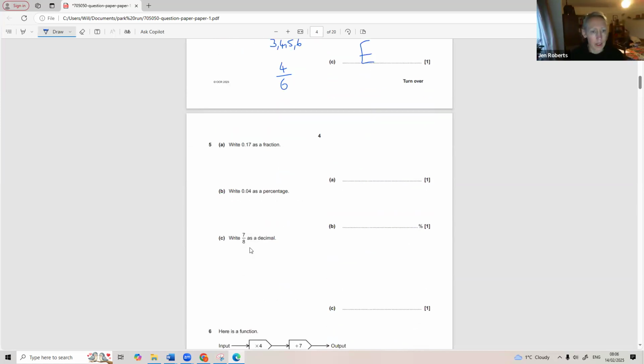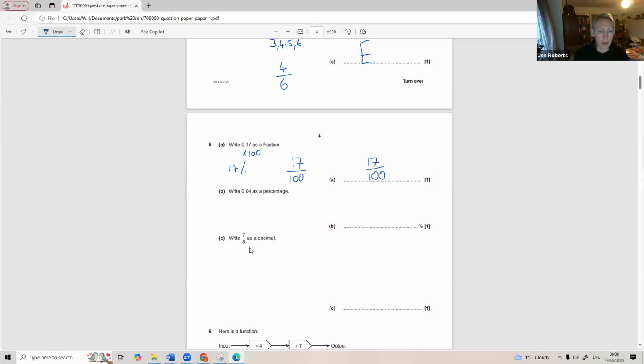Right, 0.17 is a fraction. A couple of different ways you could do this. I like to times it by 100 to make it into a percentage first. That's 17%. 17% means 17 out of 100. So that is what this is as a fraction.